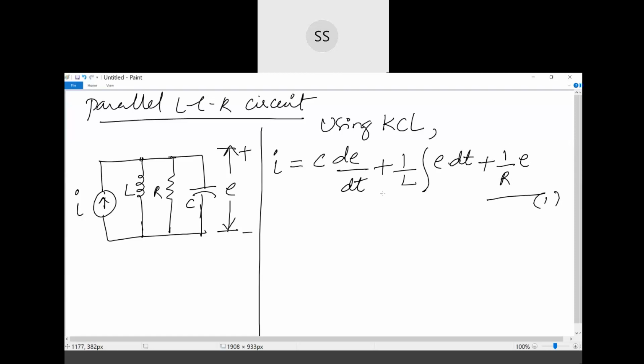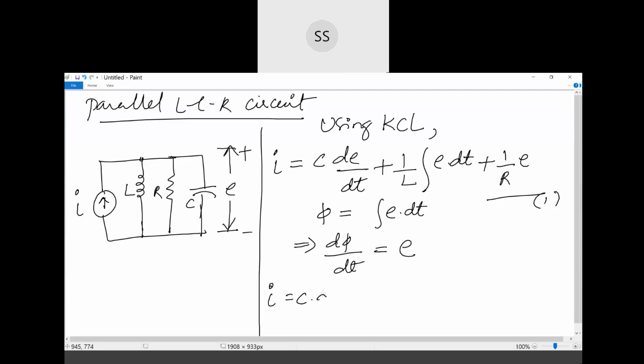Here also, similar to the previous circuit, it is possible to replace one term. We know that the magnetic flux linkage phi is given by the integral of E into dt. Therefore, d phi by dt is equal to E. So wherever we have E in equation 1, that E can be replaced by d phi by dt.